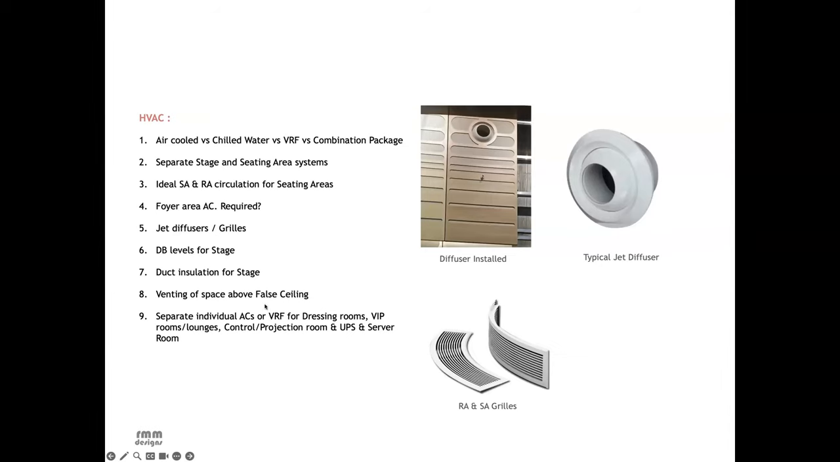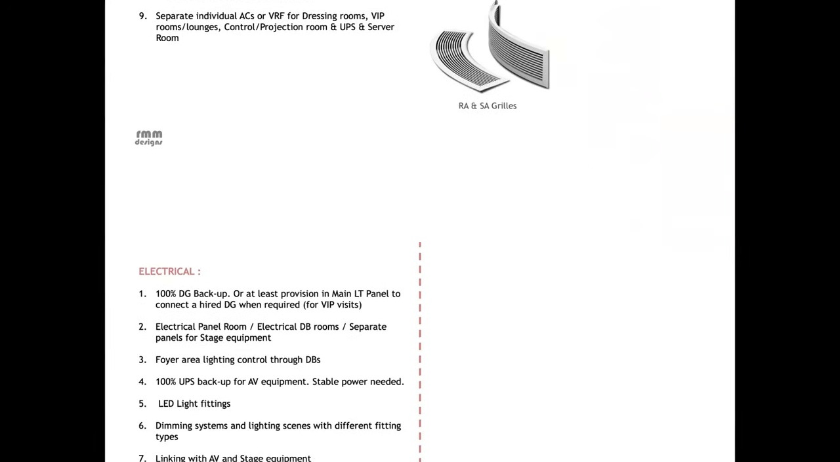For smaller rooms, you should have individual ACs. They should not be connected to your central plant for the simple reason that your VIP lounges or your control rooms are many a times used much before or after the event also. Like if you have a large event taking place, the technicians, the sound engineers, light engineers start working maybe a day or 2 or 3 days before the event also. So when they are working in that control room, you should not have to put on your central system just to air condition that small room. So your smaller room should be independent for air conditioning.